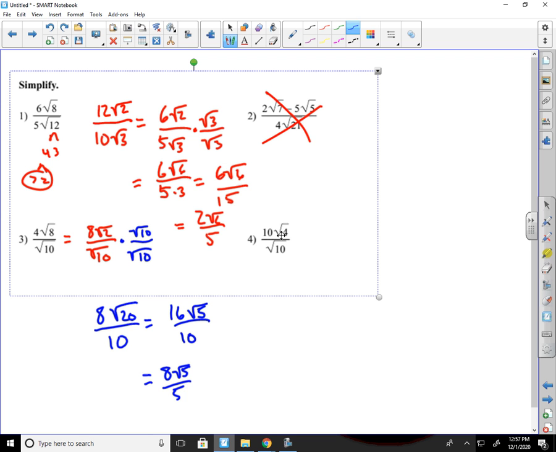Number 4 was a little easier because the square root of 4 is just 2. So that's 20 over root 10. Multiplied by root 10 on top and bottom. And that gives me 20 root 10 over 10. 20 divided by 10 is just 2. So it's 2 root 10.